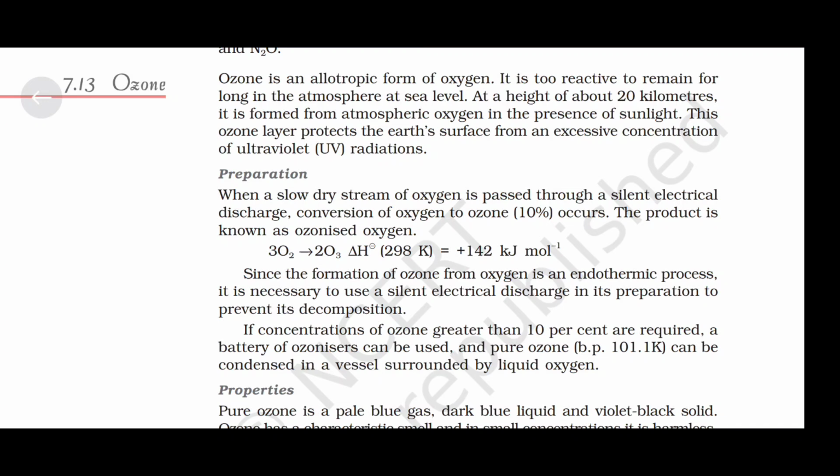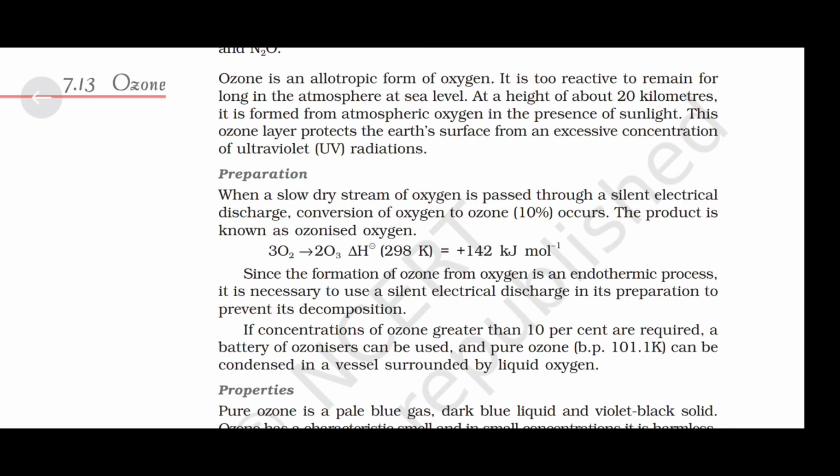Preparation. When a slow, dry stream of oxygen is passed through a silent electrical discharge, conversion of oxygen to ozone up to 10% occurs. The product is known as ozonized oxygen. 3O2 gives 2O3.